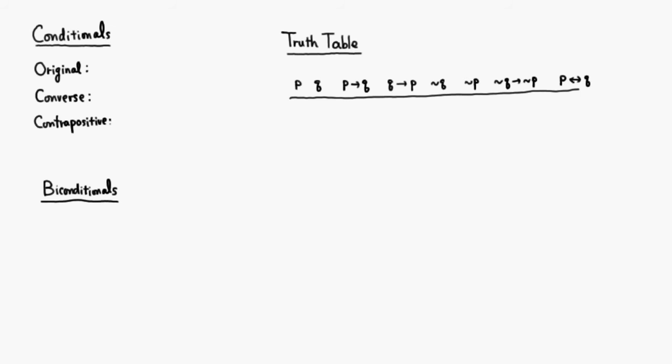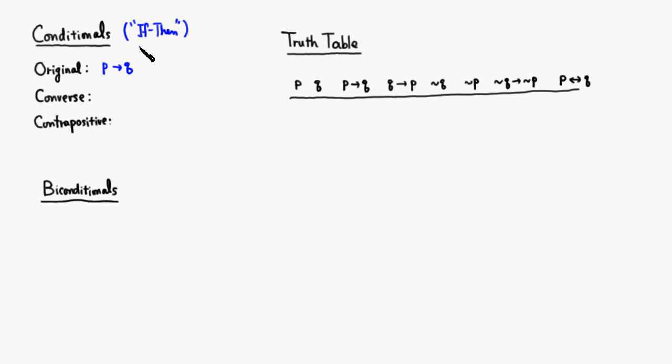All right, let's look at the conditionals. A conditional is really just the if-then statement. So it's just a simple implication. For example, we can say P implies Q, or you can say if P then Q.